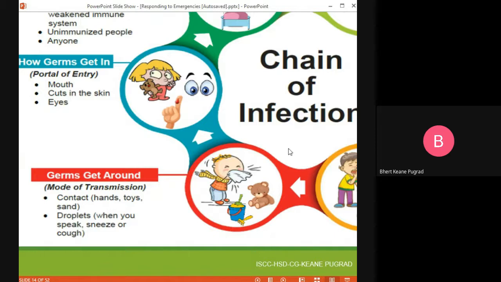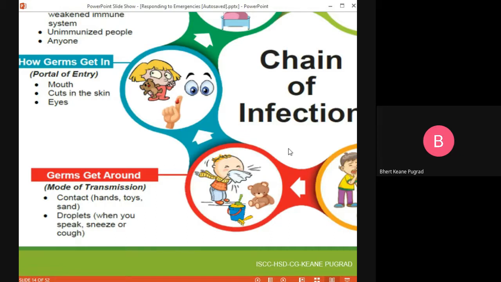So your mode of transmission could be in the form of direct contact, no? Paghawak ng mga infected utensils, like for example, the patient's eating utensils, no? Ano pa? The patient's gown, the patient's pillow, the patient's handkerchief, no? The patient's towel. Okay?